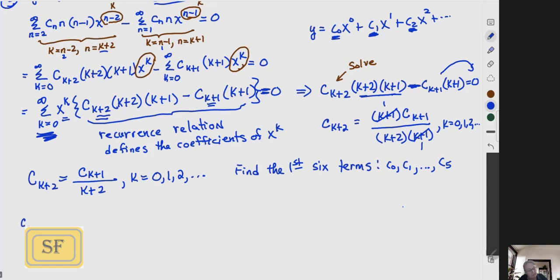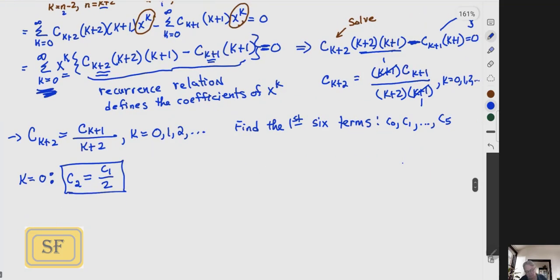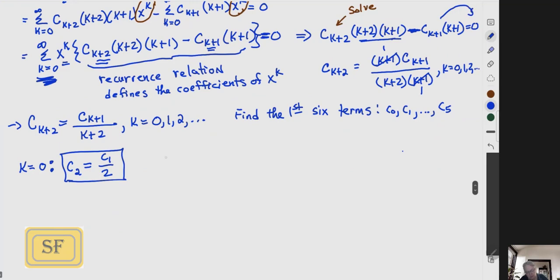So for k equals 0, substitute into the recurrence relation, and we get c sub 2 equals c sub 1 over 2. So I'm going to box that up. And maybe I can do k equals 1 here.